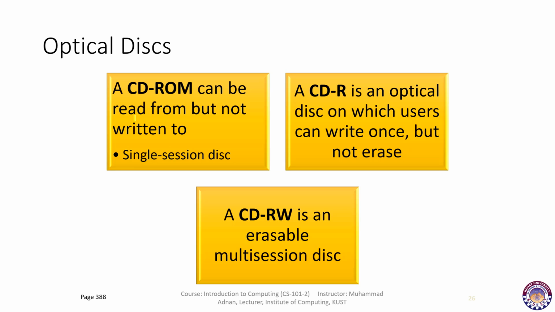Now we have different types of optical disc. A CD-ROM can be read from but not written to. It is a single session disk, so you can just read data but you cannot write data on it. Whereas a CD-R is an optical disc on which the user can write data only once but not erase it afterward. Then we have another enhanced form of CD called a CD-RW. Compact disk rewritable is an erasable multi-session disk, so you can write some data on it, erase it, and then write some more data and erase it, so you can erase data in multiple sessions. So we have compact disk read-only memory, compact disk recordable, and compact disk rewritable.